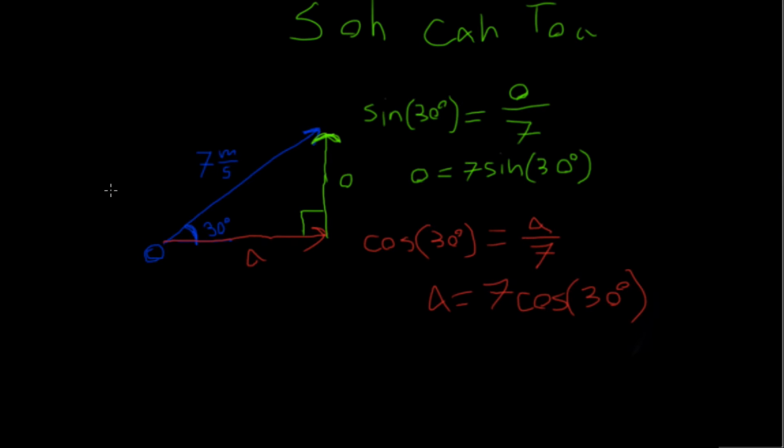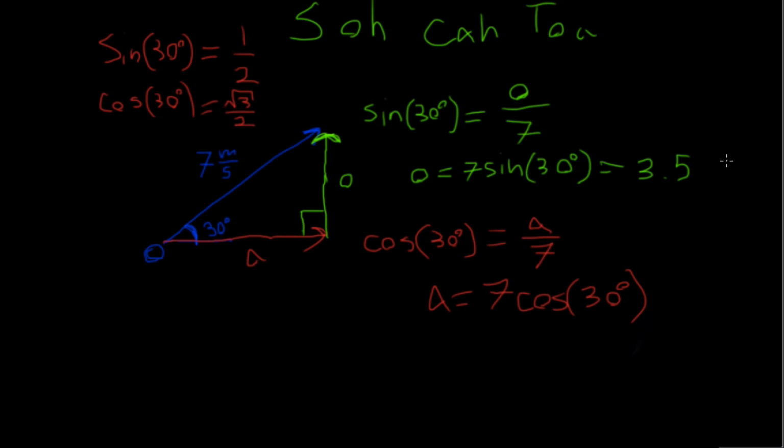I'm going to tell you the sine of 30 and the cosine of 30. The sine of 30, as you may remember, is equal to 1/2. And the cosine of 30 is equal to the square root of 3 over 2. Easy enough. So let's solve. So what is this first one equal to? 7 times sine of 30, 1/2, is equal to 3.5.